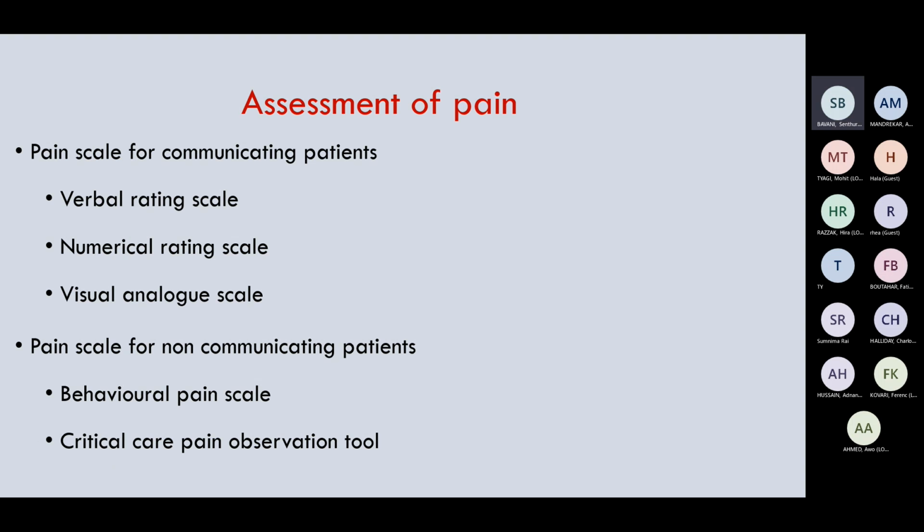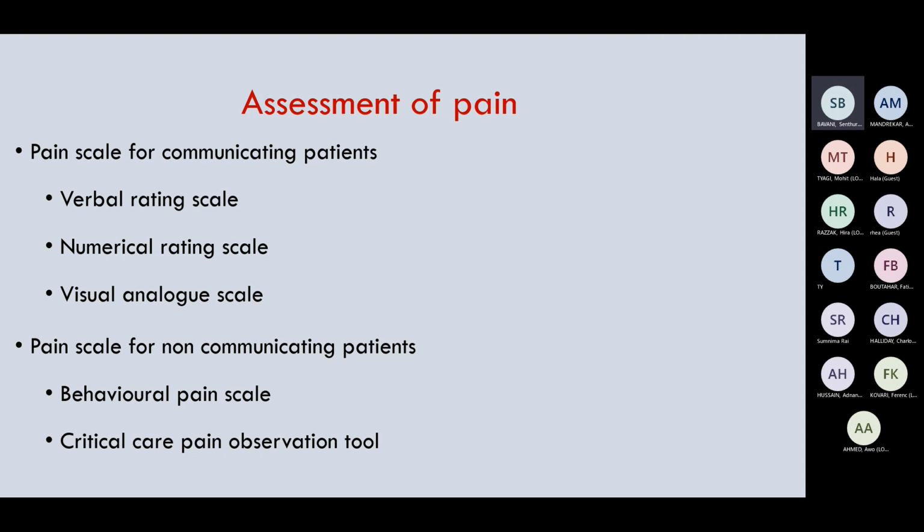And pain. In the ICU, it is very difficult to assess pain, but some patients can communicate. If the patient is on non-invasive ventilation, the patient can communicate, but if the patient is on invasive ventilation, the patient can't communicate. If the patient is communicating, we can assess the pain score by verbal rating scale, numeric rating scale, or visual analog scale. If the patient can't communicate, we can use the behavioral pain scale or critical care pain observation tool.